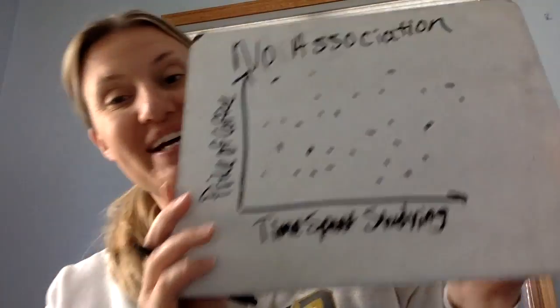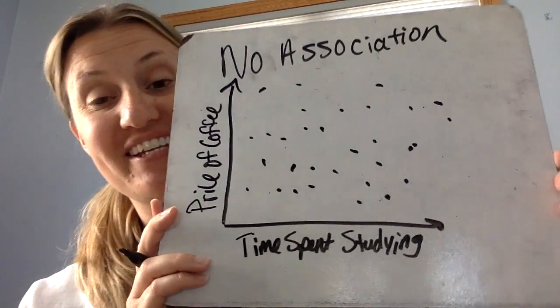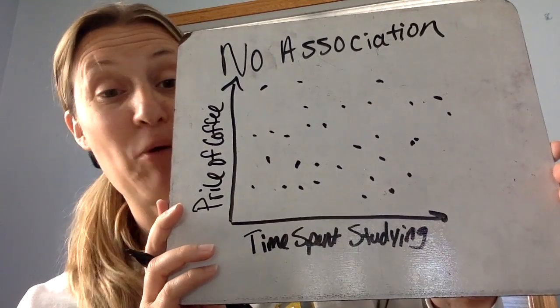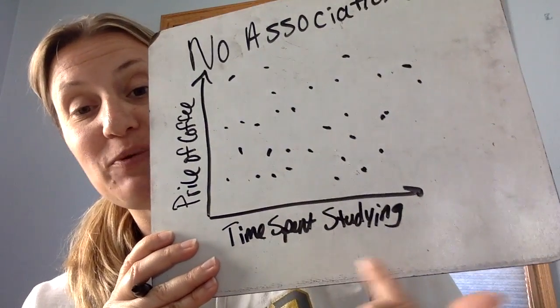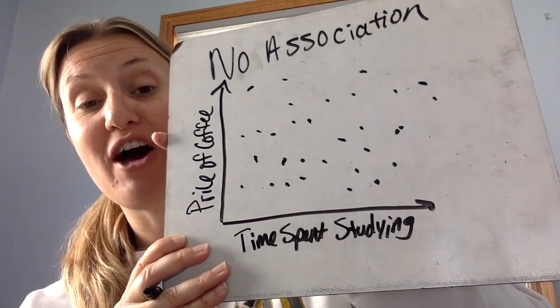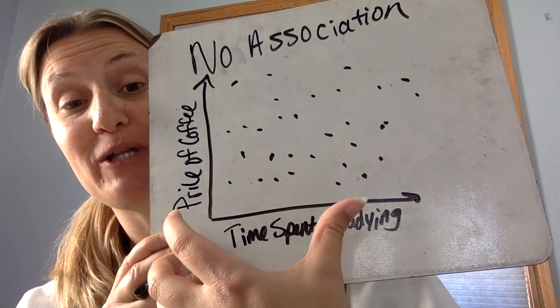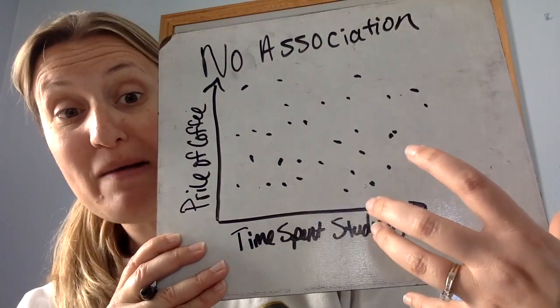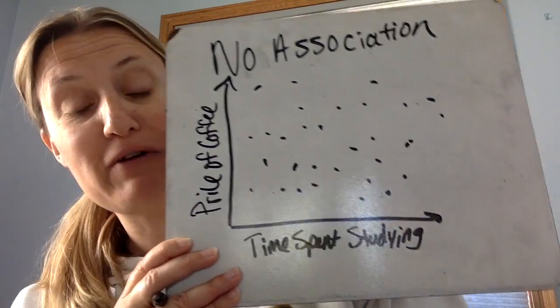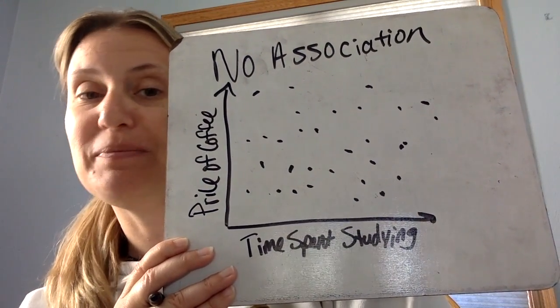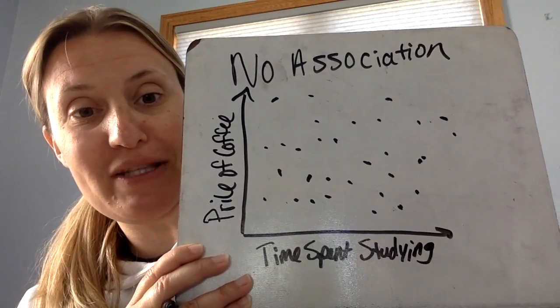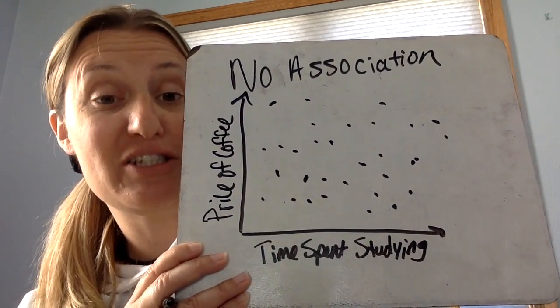Then you could have a scatter plot like this. This is no association. You cannot tell if those points are going up, going down, or what. And so I've labeled this one time spent studying and price of coffee. So this is showing there's absolutely no correlation between your amount of time studying and the price of coffee in the US or wherever. They are all over the place. There's no association between these two pieces of data. And that can certainly happen sometimes.